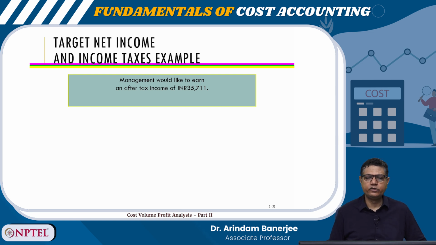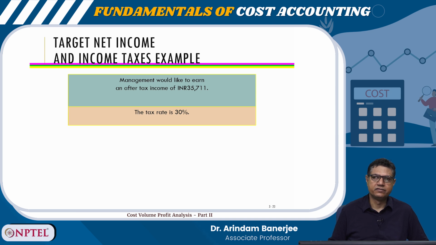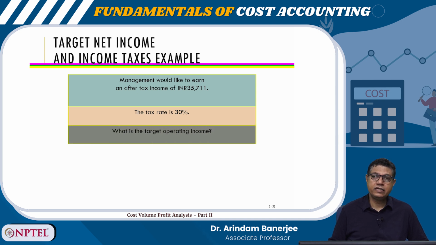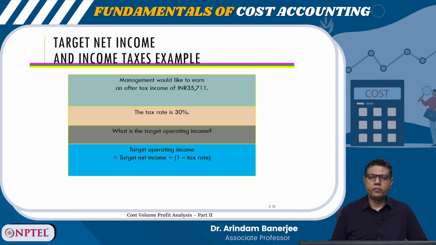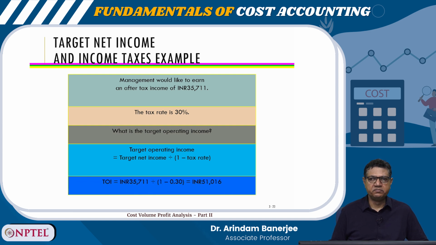The management would like to earn an after tax income of rupees 35,711 and the tax rate is 30%. Fine. What is the target operating income? This I need to calculate. I can calculate it using this formula: target net income divided by 1 minus tax rate. So my target net income is rupees 35,711 divided by 1 minus the tax rate of 30%. It comes to 51,016.